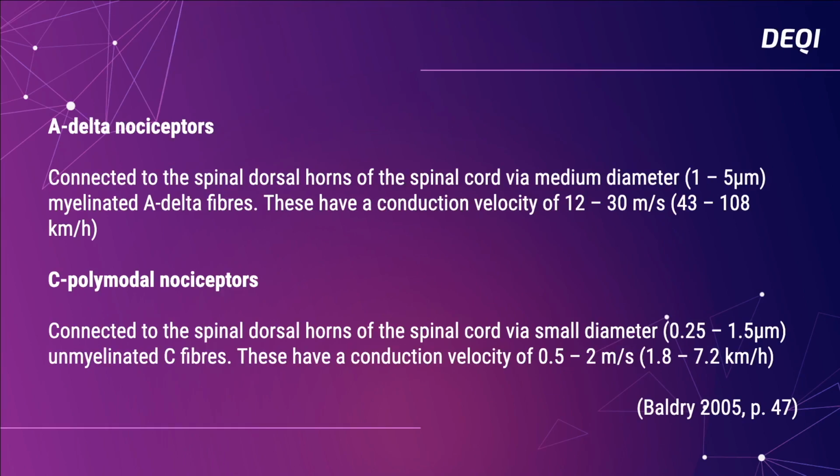So we have A delta nociceptors, which are connected to the spinal dorsal horns of the spinal cord via medium diameter myelinated A delta fibers. These have a conduction velocity of 12 to 30 meters per second, about 43 to 108 kilometers an hour. Then C polymodal nociceptors are connected to the spinal dorsal horns of the spinal cord via small diameter unmyelinated C fibers. These have a conduction velocity of 0.5 to 2 meters per second, about 1.8 to 7.2 kilometers per hour. So a great deal slower.